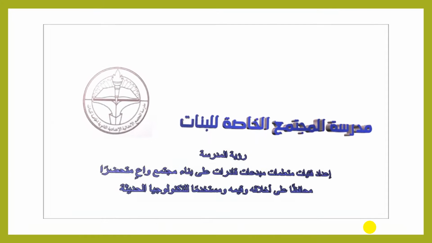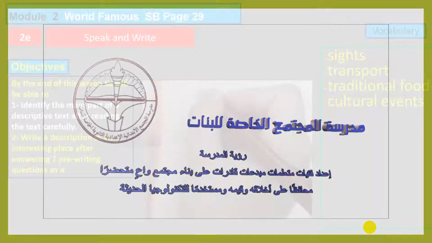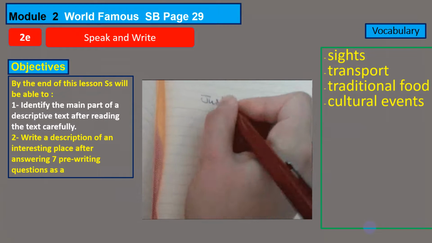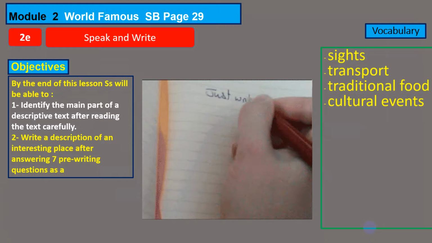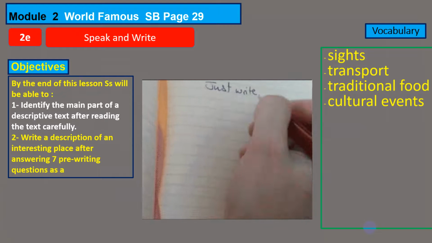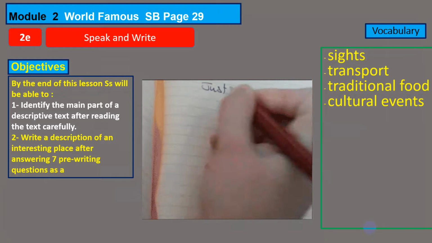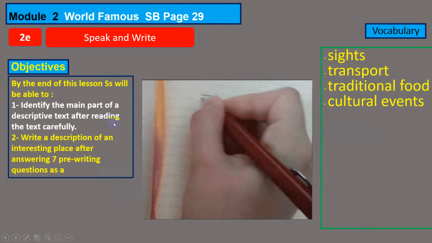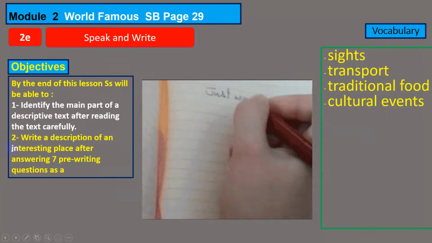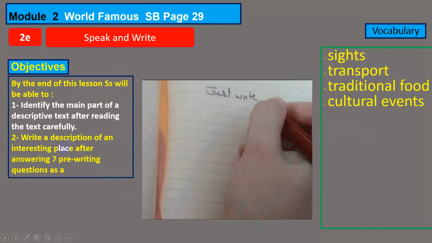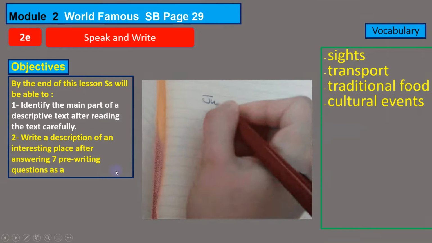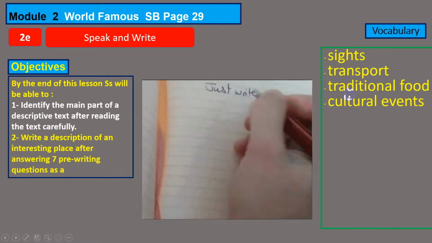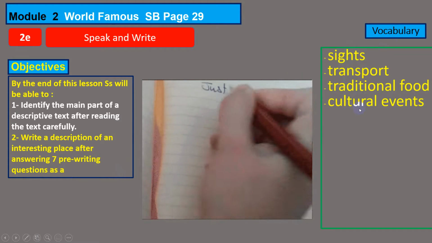Okay again. Now let's start our lesson for today. We are in Module 2, World Famous Sites, page 29. We are going to read, speak and write. Our objective is by the end of this lesson, you will be able to identify the main parts of a descriptive text after reading the text carefully, then write a description of an interesting place after answering 7 pre-writing questions. Our vocabulary here is sites, transport, traditional food, and cultural event.